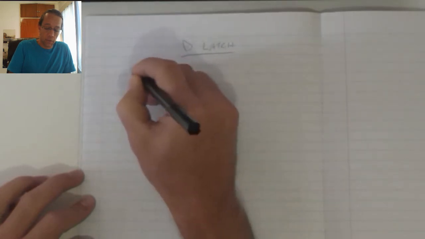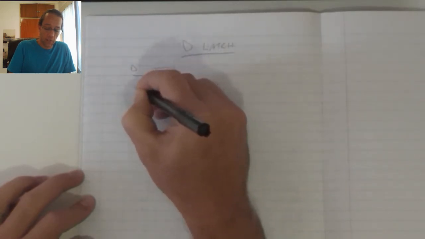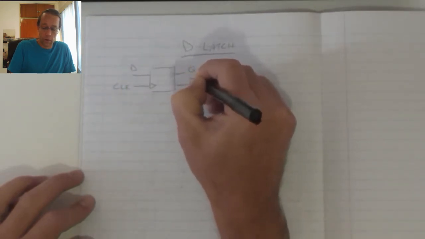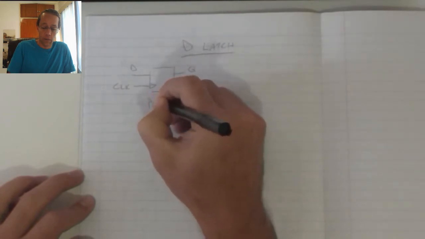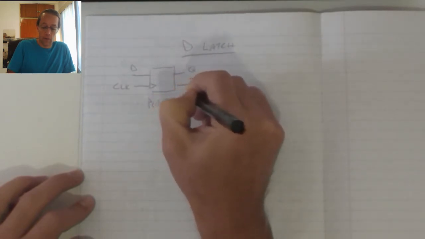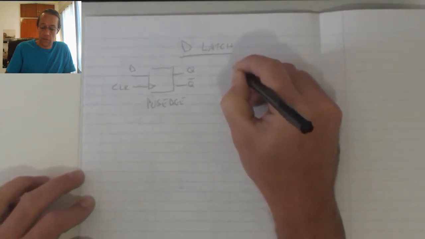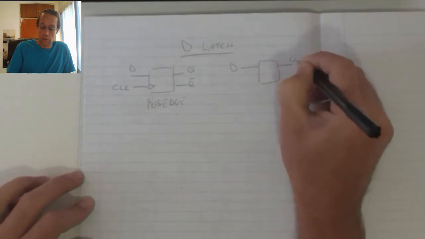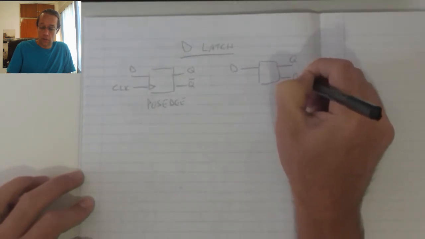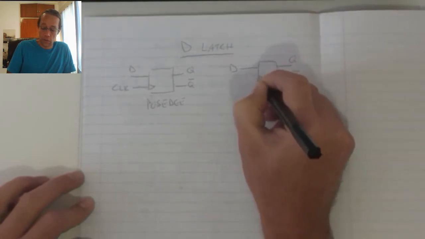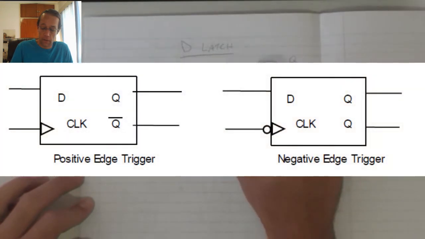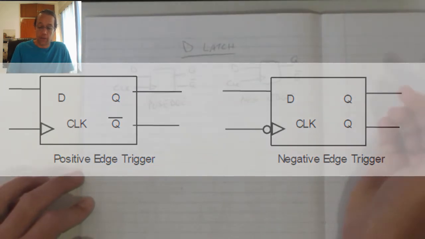Symbol, you've got the D input, you've got the clock input, and that feeds to Q and not Q on the output. This is your positive edge trigger. Your negative edge trigger, D in, Q out, not Q out, clock input, but now indicating the negative edge trigger.